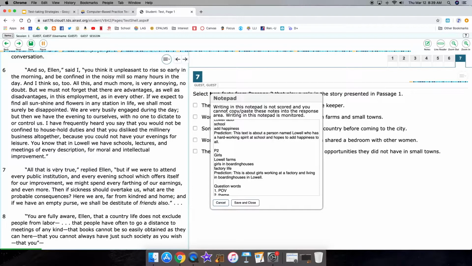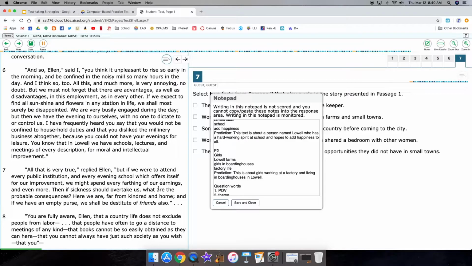All that is very true, replied Ellen. But if we were to attend every public institution and every evening school which offers itself for our improvement, we might spend every farthing of our earnings and even more. Then, if sickness should overtake us, what are the probable consequences? Here we are, far from kindred and home, and if we have an empty purse, we shall be destitute of friends also.